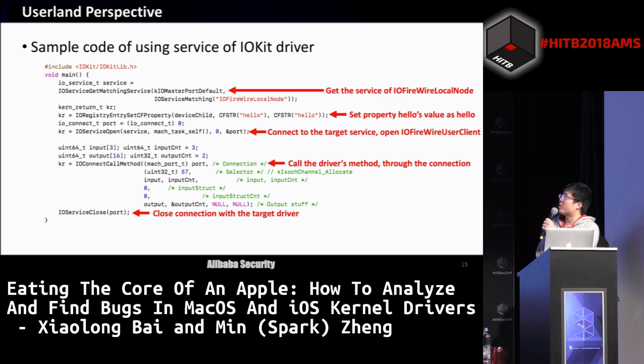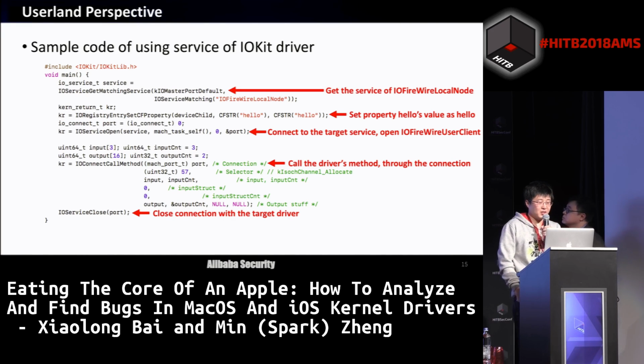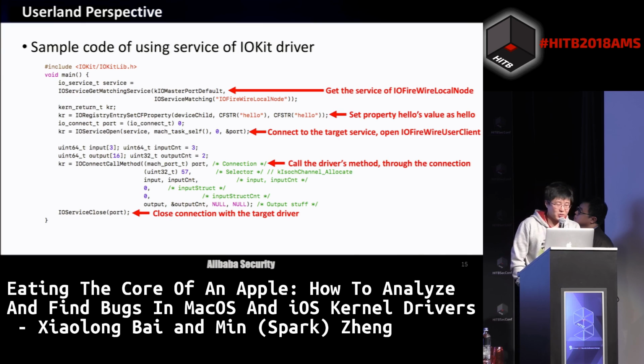So here is an example of how to communicate with an IOKit driver. First, you use IOServiceGetMatchingService to get the service of an IOKit driver called IOFireWireLocalNode. It will connect to the driver called IOFireWireFamily. And then you can use IORegistryEntrySetCFProperty to set the property of this driver.